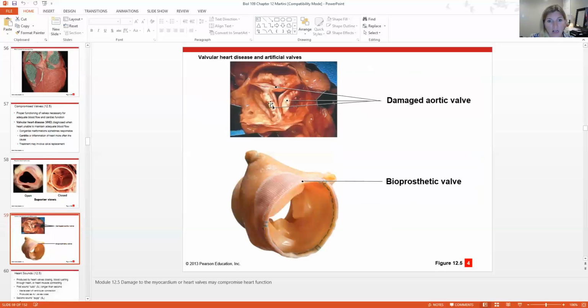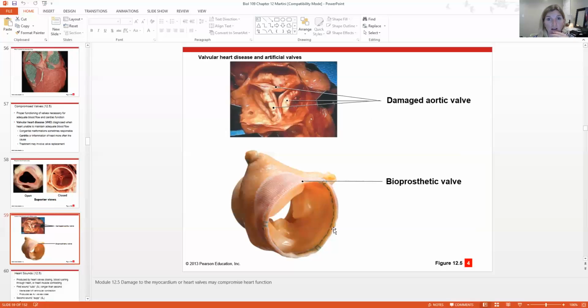See how there's plaques and growths associated with it, preventing it from opening as it needs to. So they can put in a prosthetic valve. Prosthetic valves can be taken from a cadaver. They can be taken from a pig or a similar organism, put into your own body. They are doing research to see if they can grow them from stem cells.